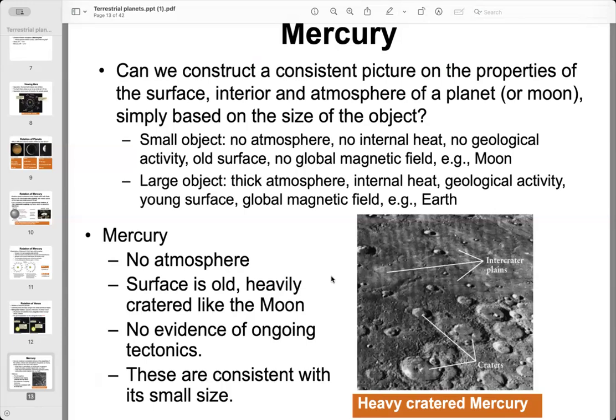On the other hand, if there was a large object, it would have a thick atmosphere because the gravity would retain atmosphere. It would have internal heat, which would not have been totally lost. So it would have geological activity. It would have a young surface, and it would have a global magnetic field. For example, the Earth and Venus.